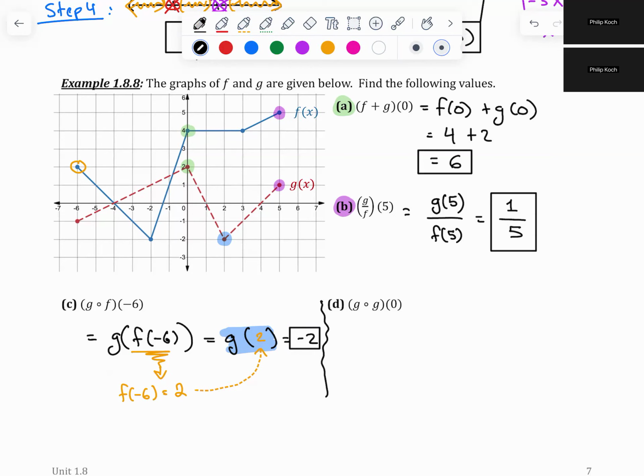So I want you guys to do G composed with G. G composed with itself of 0. If there's any questions, though, on the first 3, please let me know. All right. So go ahead and work through that. I'm slowly going to fill in details.